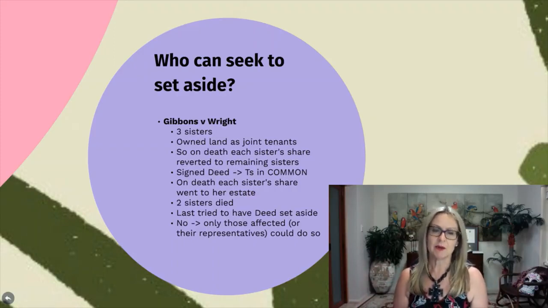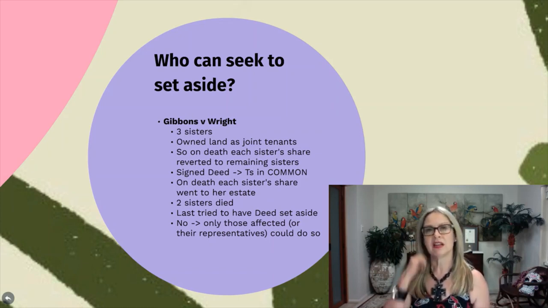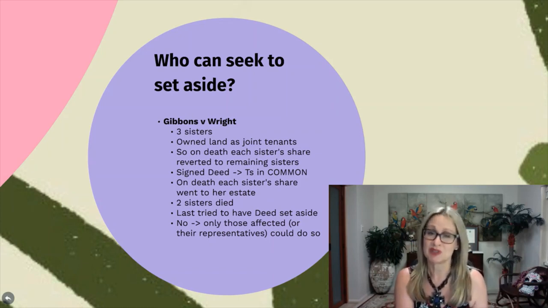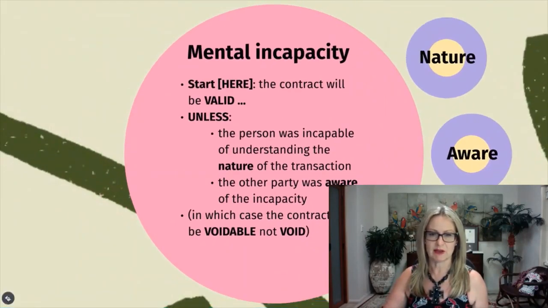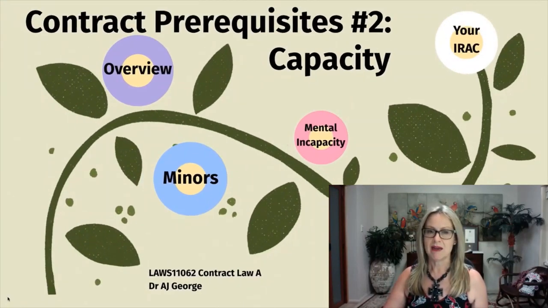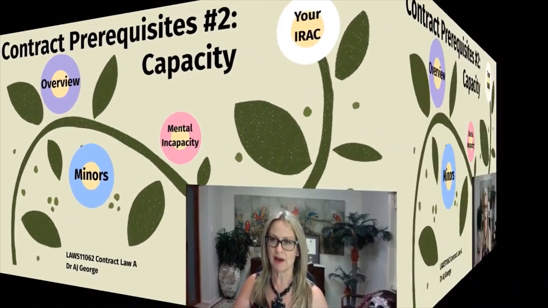So we have the action for trying to set something aside for a lack of mental capacity failing, because it wasn't the person who had been personally affected by the mental incapacity, or their representatives, that was trying to have the thing set aside. So that is who can set aside the contract for a lack of mental capacity. And they are the contractual prerequisites to contract.